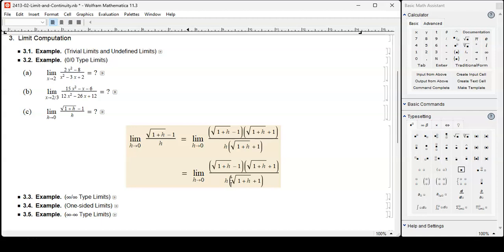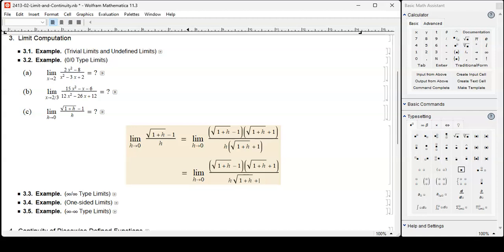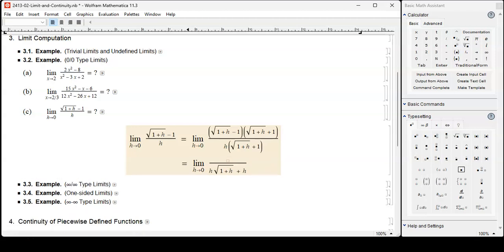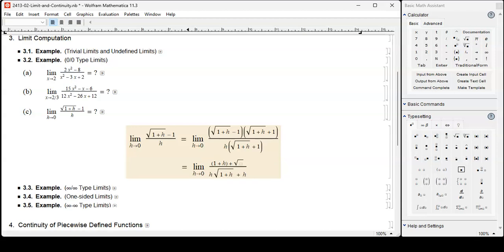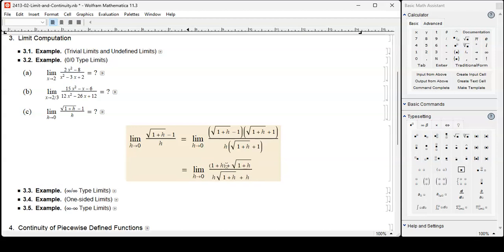Denominator, h times square root, so h square root. And 1 times h, so we get that. Let's put some space in between. Now here, first, square root times square root. So square root of 1 plus h times square root of 1 plus h. So first, this square root times that square root is just 1 plus h. Make sense? Next, outside, this square root times 1. So 1 times anything is 1. So that's what you get from the outside.